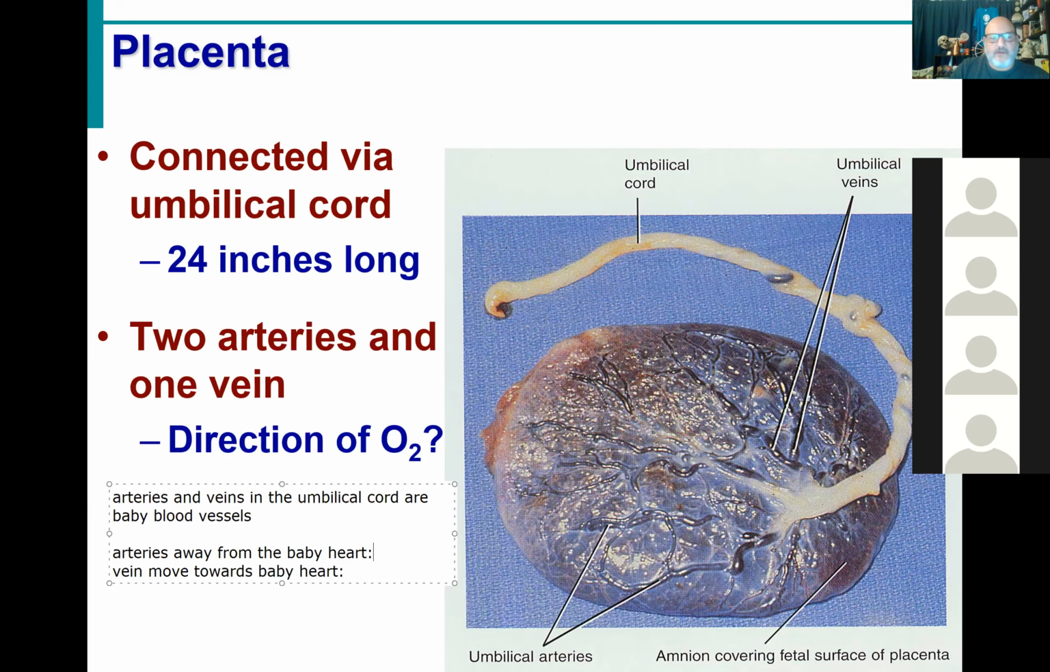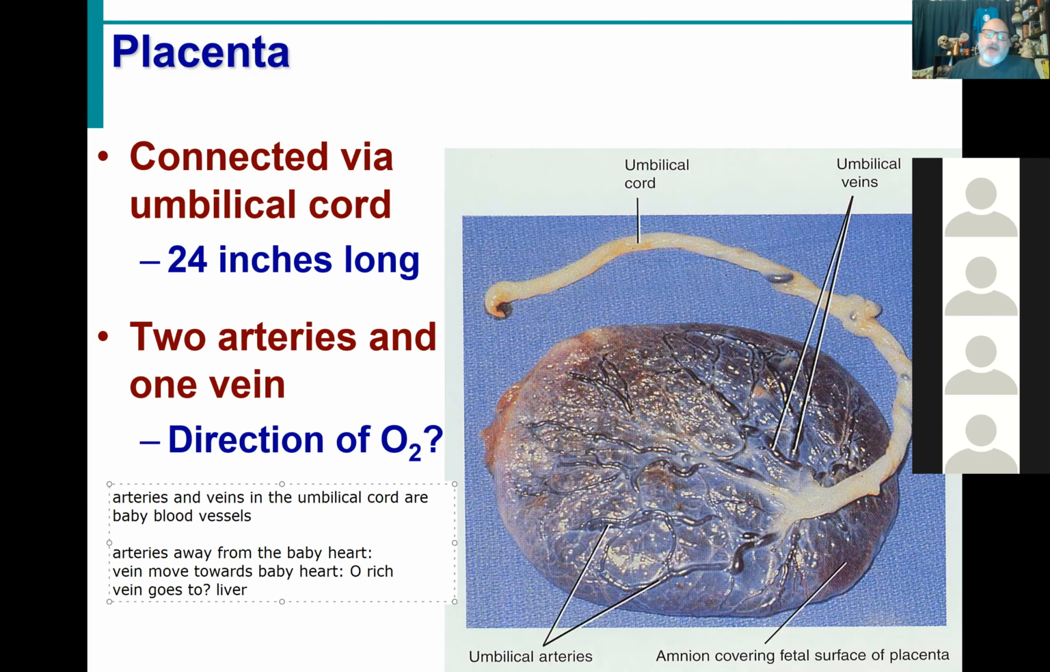For the baby. Vein? Yeah, exactly. It is the one that is picking up the oxygen from mom and bringing it back. And just out of curiosity, where does the vein go? Liver. Exactly, right? It goes to the liver. If you think about it, that makes sense.